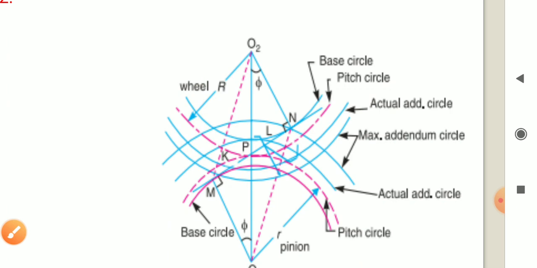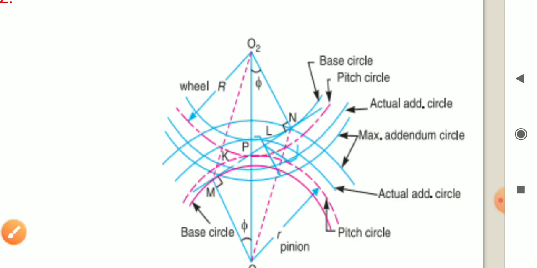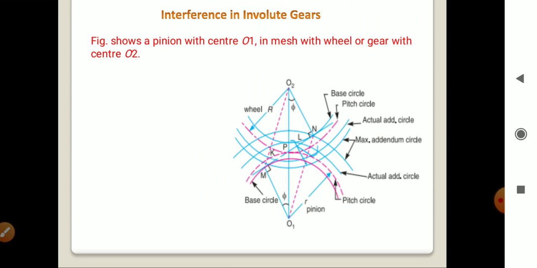Now we have already seen that KP is the path of approach, and this PL is the path of recess. This KP plus PL, that is KL, the whole KL, is the length of path of contact. Now the interference property will come. We will see what is meant by interference in involute gears one by one. In this diagram, this angle phi is the pressure angle.